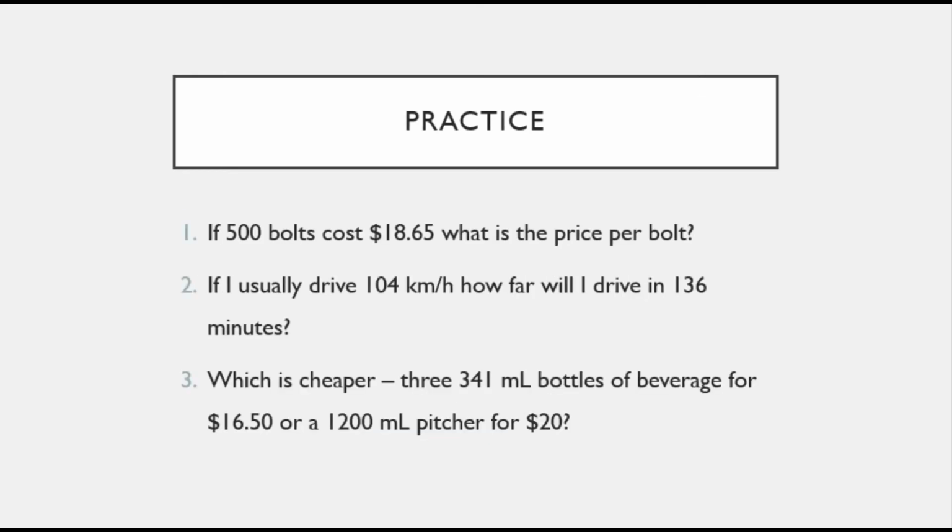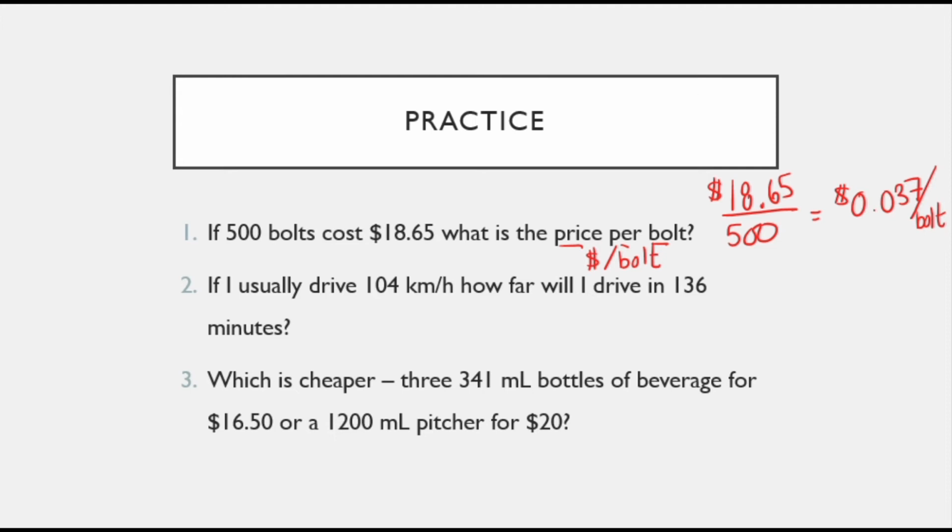If 500 bolts cost $18.65, what is the price per bolt? So when I see price per bolt, that means I want to express this as dollars divided by bolts. So instead of doing 500 divided by 18.65, which is tempting, you're going to do the dollars, 18.65, divided by 500. It's going to be a very small amount. That's fine. And you're going to get 0.037 per bolt, rounded. So that's 3.7 cents a bolt is what it is. Second question, tricky.